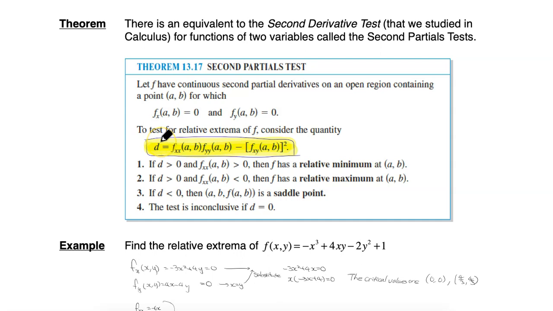This is just what it is. We need to calculate d. And how do we find d? We need to calculate the second partial derivatives, fxx, fyy, and fxy, and just plug them in at the point (a, b) that is a critical point and see what comes out. If d is positive and fxx is also positive at that point, then it's a relative min. If d is positive but fxx is negative, then we have a relative max. And if d is negative, then it's a saddle point. There is a situation if d equals 0 where the test is inconclusive.